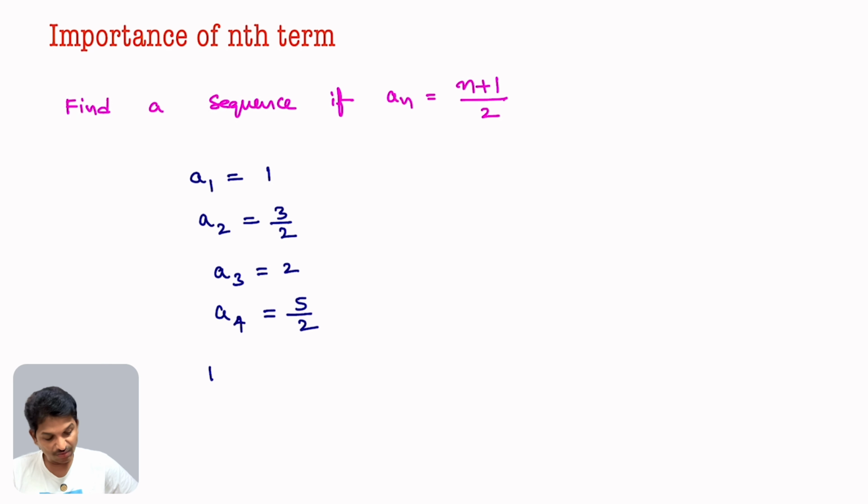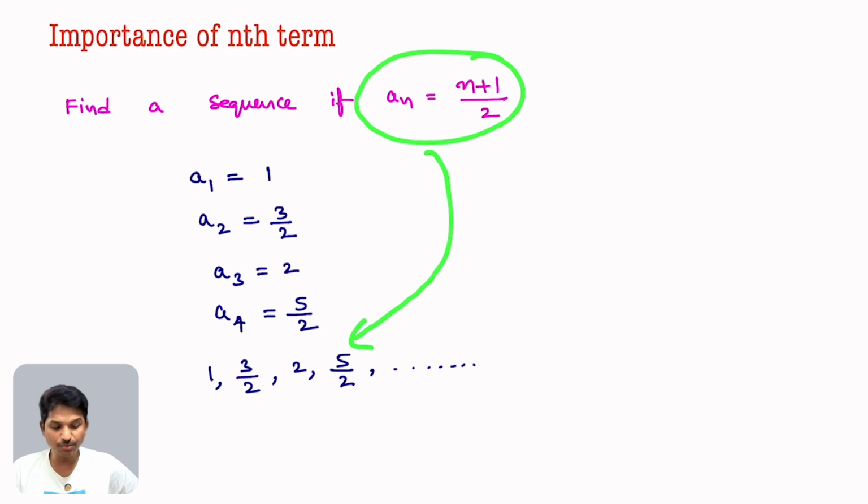So what is the sequence? The sequence is 1, 3 by 2, 2, 5 by 2, and so on. So if you know the nth term of the sequence, you can find any term. Suppose they ask for the 100th term, 100 plus 1, 101 divided by 2. The 100th term you can find, the 1 croreth term also you can find. So if you know the nth term of the sequence, you can find any term in that sequence. So remember that in the sequence and series chapter, the nth term, the number of terms, the n value plays an important role.